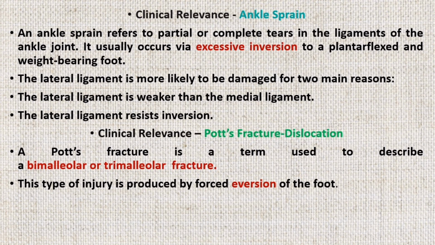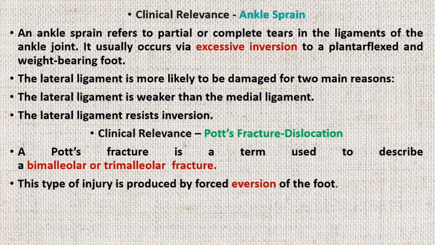Clinical relevance. Ankle sprain. An ankle sprain refers to partial or complete tears in the ligaments of the ankle joint. It usually occurs via excessive inversion to a plantar flexed and weight-bearing foot. The lateral ligament is more likely to be damaged for two main reasons. The lateral ligament is weaker than the medial ligament. The lateral ligament resists inversion. The anterior talofibular ligament is the lateral ligament most at risk of irreversible damage.